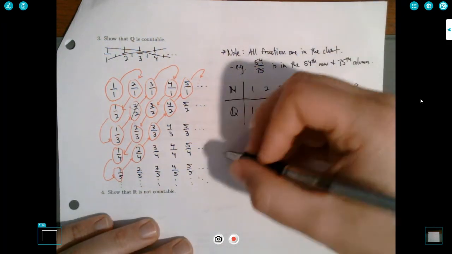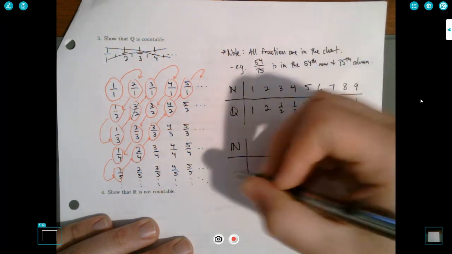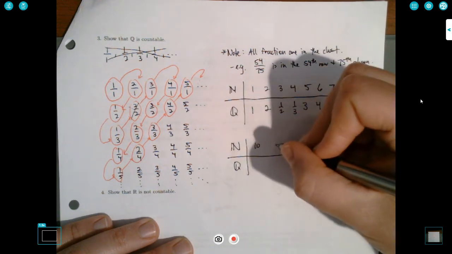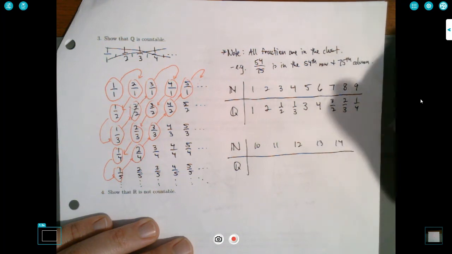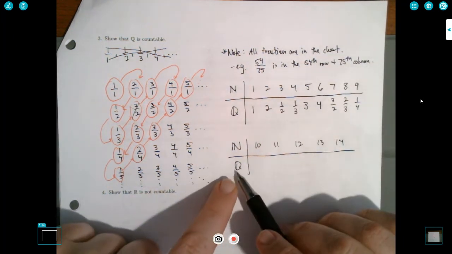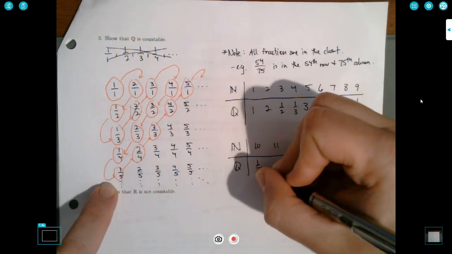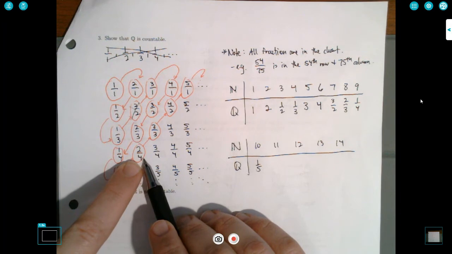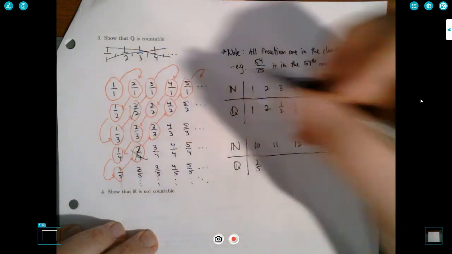I'm going to continue this chart. I'm just going to make a second row. So 9, 10, 11, 12, 13, 14, whatever. Okay, so where did we leave off? 1/4, and then we'd go to 1/5. And then we go to 2/4, but 2/4 can be reduced. 2/4 reduces to 1/2, and 1/2 is already on my list, so I'm going to skip that one.